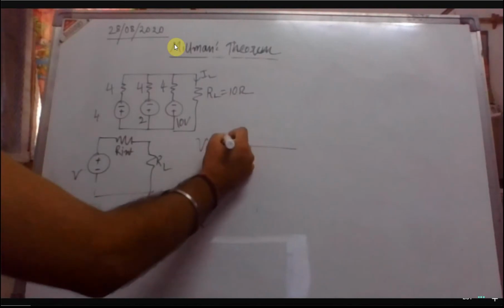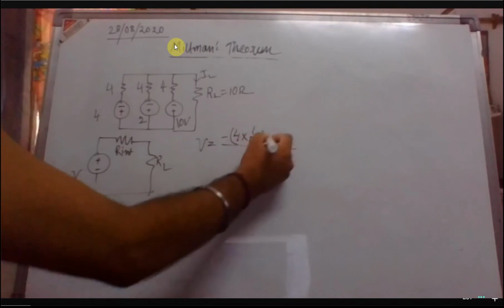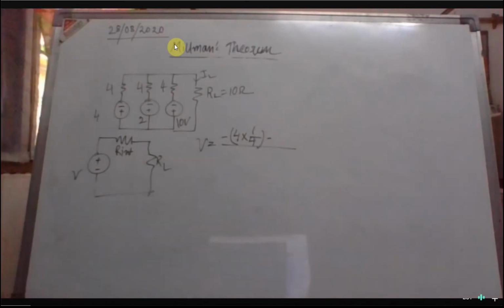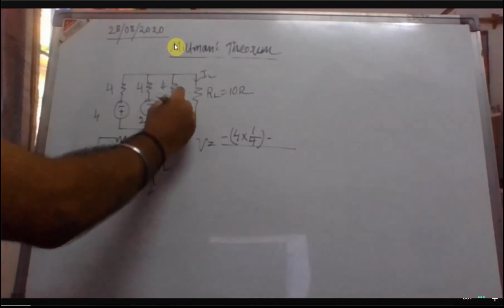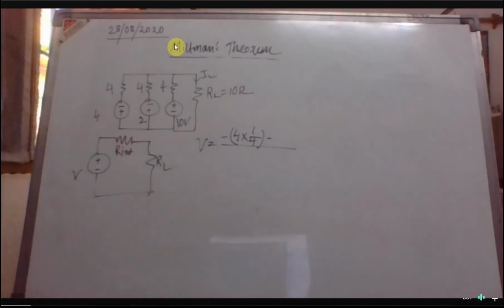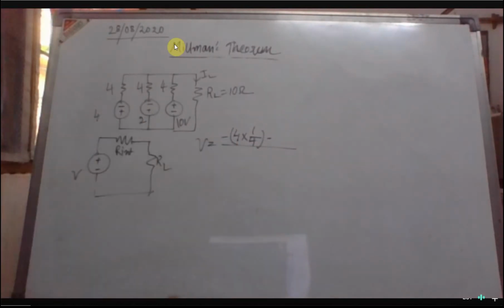We will write minus of 4 into 1 by 4, V1 G1. Have you understood why I have written minus? Going from positive to negative, tell me. Yes. As the sign is opposite, that's why it is written as minus.